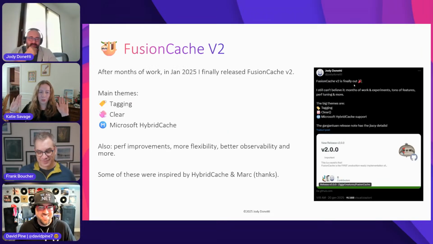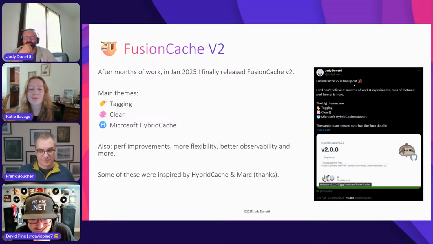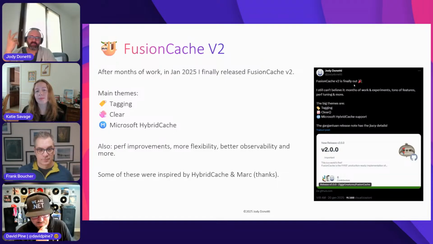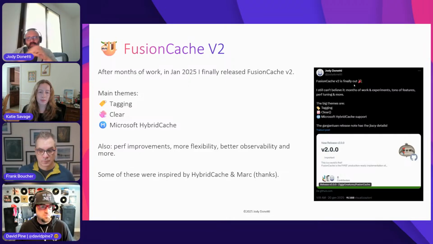So in January of this year, I finally released FusionCache v2. The three main themes were tagging support, clear support, and Microsoft HybridCache support. Those are the three main things which happen to require a lot of work, actually, mostly tagging. Also some performance improvements, flexibility, and so on. But basically, that's it. And some extra features were inspired also, I like to say that, by the progress that HybridCache, the project, went through last year.